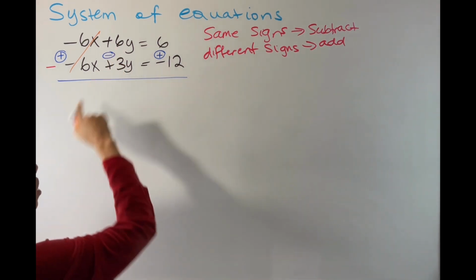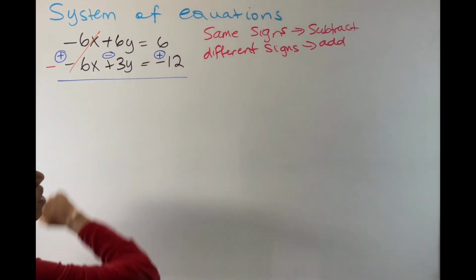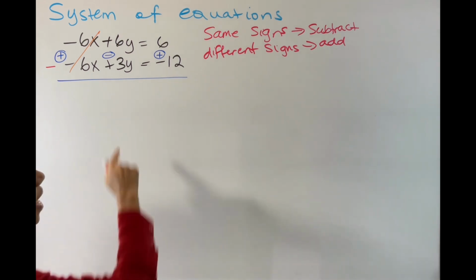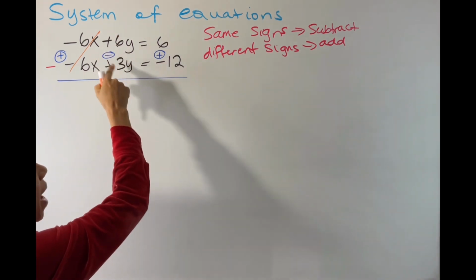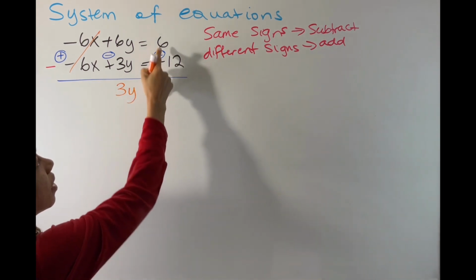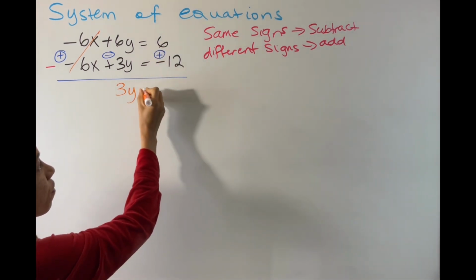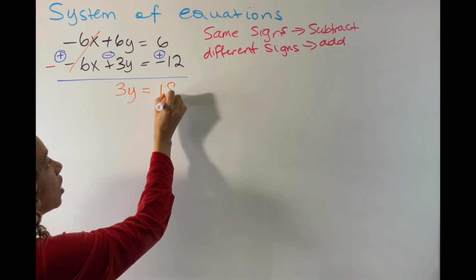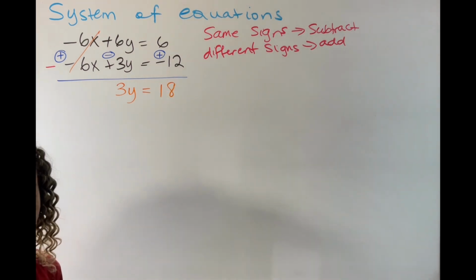You will now have 6y and negative 3y, or you can say you're going to do 6y minus 3y, which is going to give you 3y. 6 plus 12 is going to give you 18. So you have that as your answer.